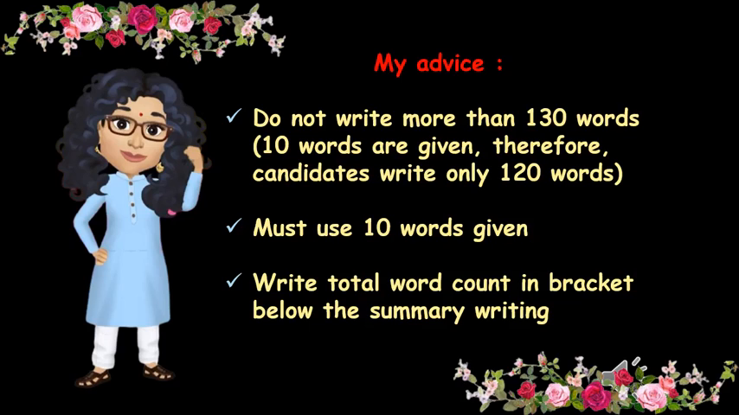Next, write the total word count in brackets below the summary. So don't cheat. You write 130. If you write around 135 but you put 130, everything will be counted. So remember. So let's go to other advice.